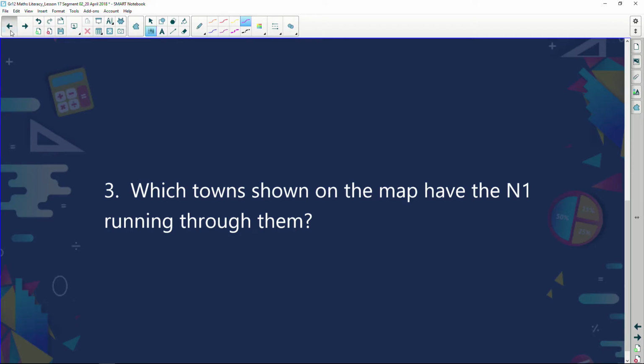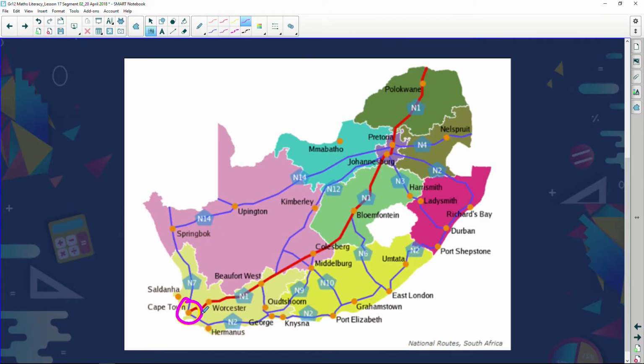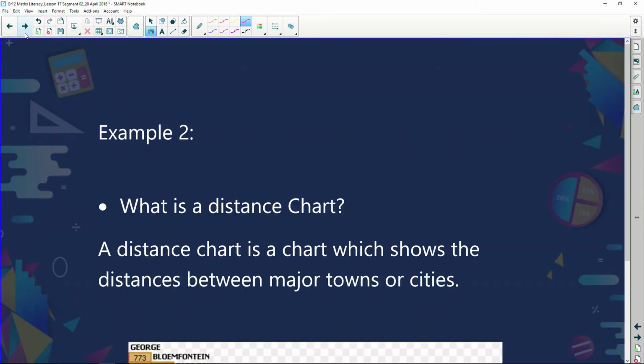Now, folks, we've already done that, haven't we? We looked at the N1 right in the beginning and we said, right, Cape Town, Worcester, Beaufort West, Colesberg, Bloemfontein, Johannesburg, Pretoria, and Polokwane. Right, now, we've got to look at something else.